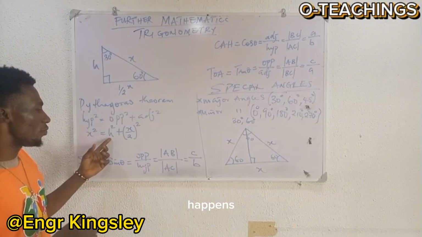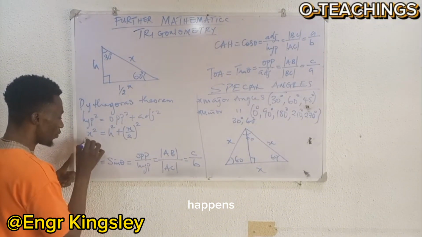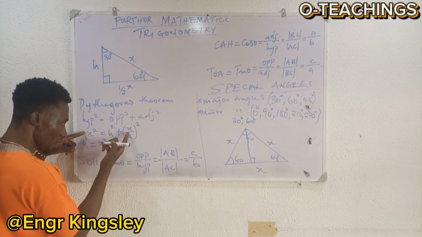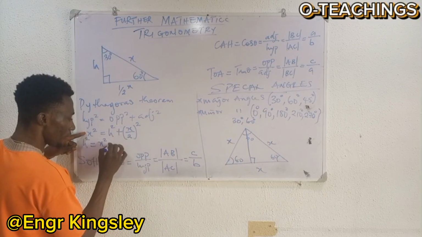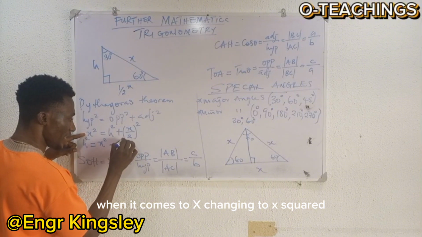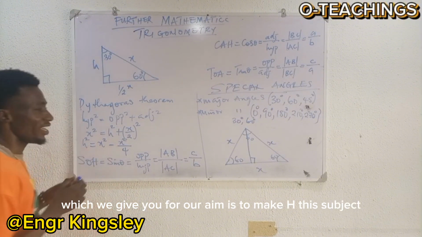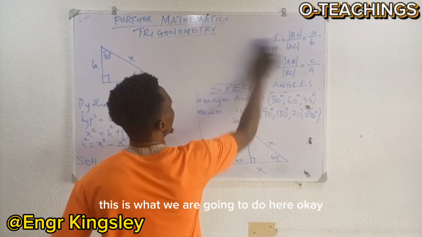So our aim is to make h the subject. Then this has to come to the other side. Then we have that h squared is equal to x squared. This is positive, so it changes to negative. But according to indices, this affects the numerator and the denominator. When it comes to x, change it to x squared. When it comes to 2, change it to 2 squared, which will give me 4. Our aim is to make h the subject, which is what we are going to do here.